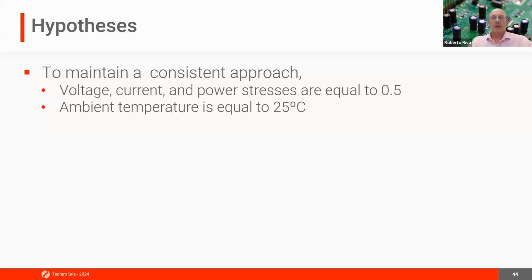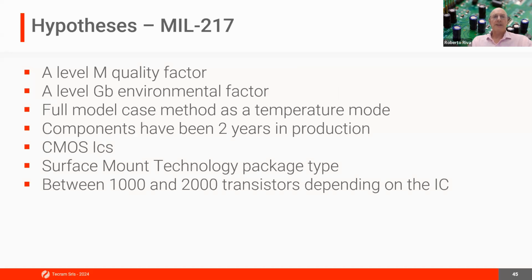Okay. And we also obviously had to be consistent in our approach, because if we're measuring one standard against the other, we've got to make sure that we maintain consistency as much as we can, because it's not that easy in terms of classifying or completing the information into each standard. To maintain a consistent approach, all the stresses, all the voltage, power stresses are equal at 50%, and the ambient temperature of the components is 25. And then as far as MIL-217, we raised the quality to military standard, because we had to get the best of what we could get in MIL-217 to compare it to the quality level of the more modern standard.